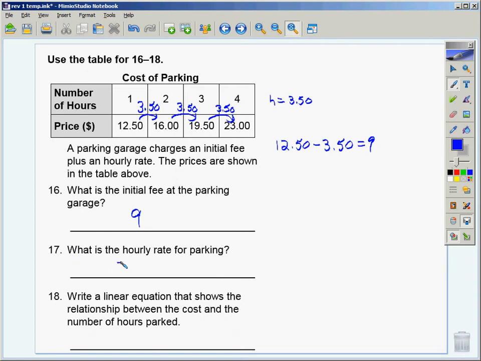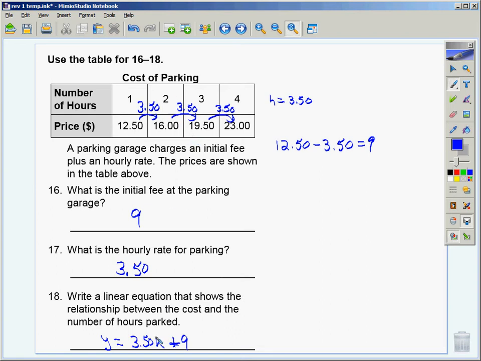The hourly rate we just said was what? 3.50. You actually use these two numbers to write the equation. Y is equal to 3.50 per hour, or X, plus the $9 initial fee. If I plug 1 back into it, this will produce $12.50. If I plug 2 in it, it'd give me $16. If I plug 3 in it, it would give me $19.50. Everybody see that?